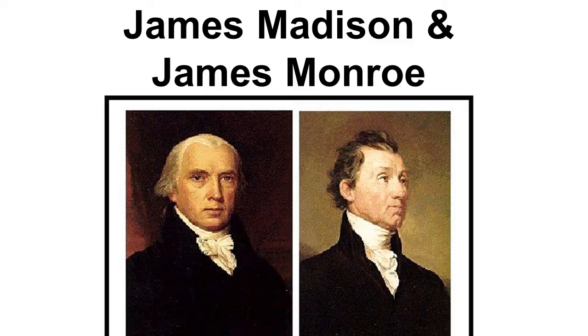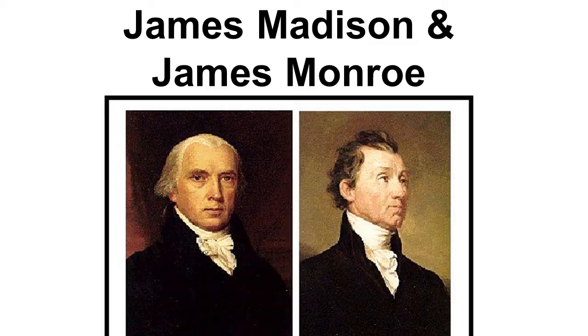Alright, we're looking at the 4th and 5th presidents of the United States of America. James Madison, James Monroe, the two James. If you ever forget which order they come in, M.A. comes before M.O. alphabetically, which is how I always remember this.